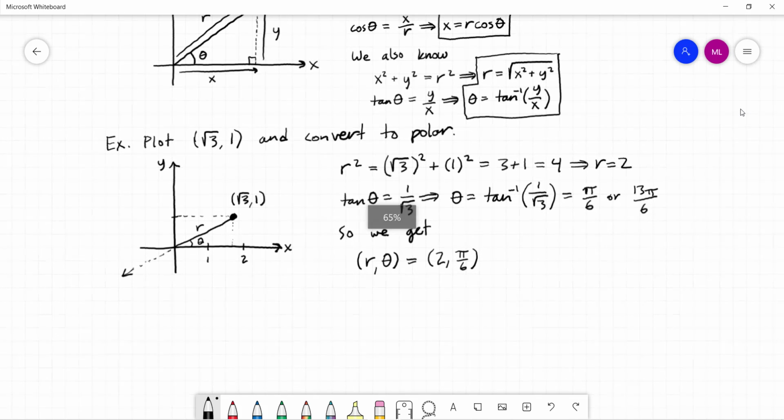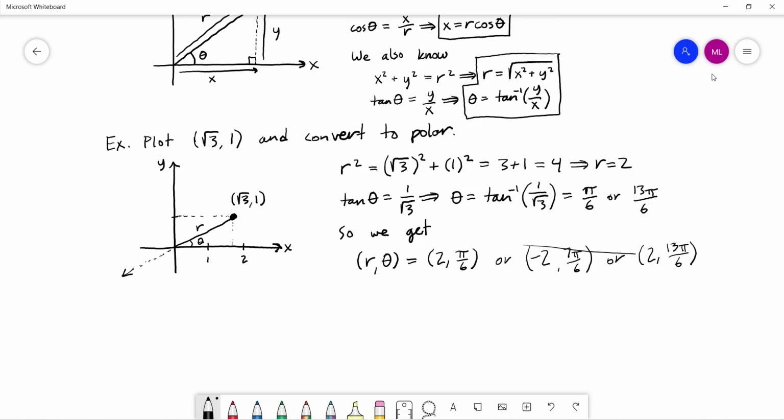I could also, again, like I said, go in this direction, which is what? That's going to put me at 7 pi over 6 and do -2. So I could have done -2 comma 7 pi over 6. That's another representation. Or I could have done +2 and that 13 pi over 6. But in general, we don't need these extra ones. All that's important to remember is that this representation is not unique.